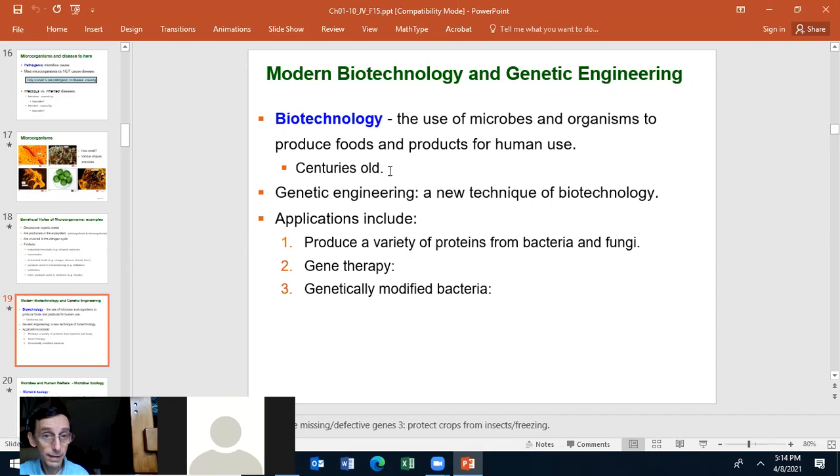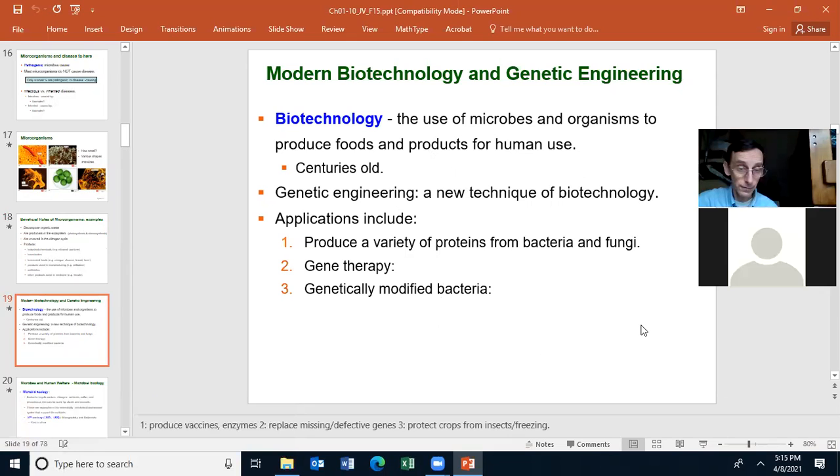Okay, so biotechnology is at least that old. And I'm trying to remember, I think the Egyptians made wine before they made bread, and we'll talk a little bit more about that. Genetic engineering is a new technique of biotechnology, and this began, I don't know, 1980s or 1970s. Some applications of genetic engineering is the production of a variety of proteins from bacteria and fungi. Such as the making of vaccines today.